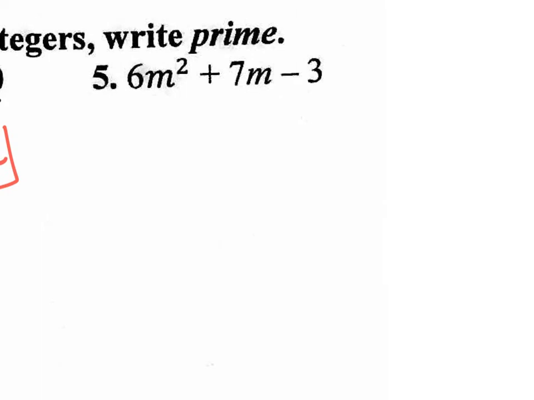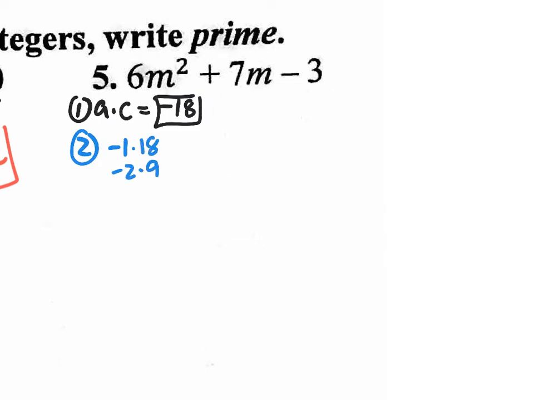Step 1, multiply a times c. A times c is what? Negative 18. Step 2, think of the multiples of negative 18. Negative 1 times 18. Negative 2 times 9. Negative 3 times 6. And that's about it. Which pair of numbers combines together to give you the middle value, 7? Negative 2 and 9.